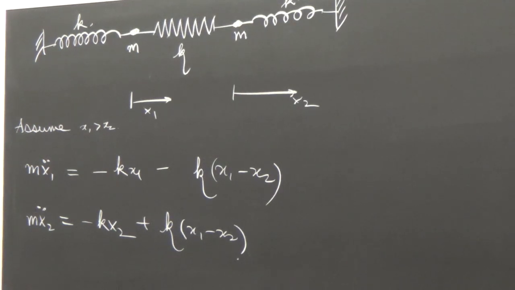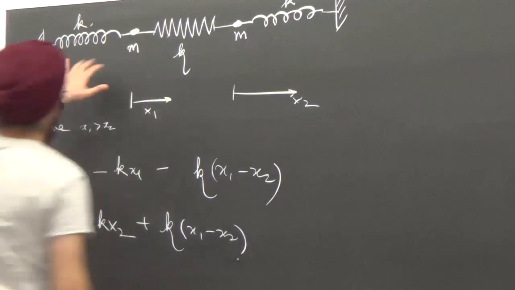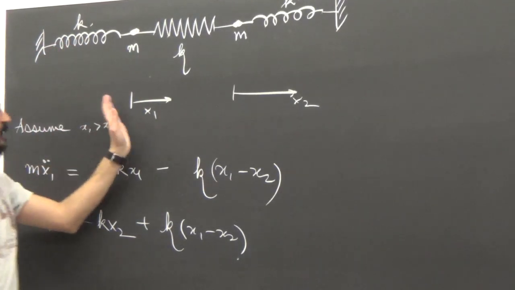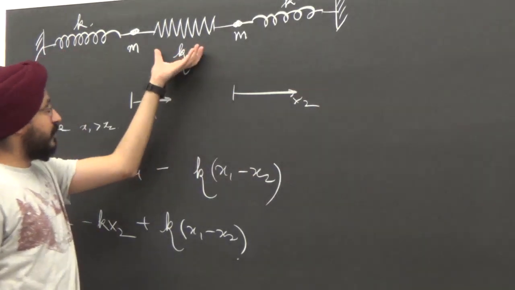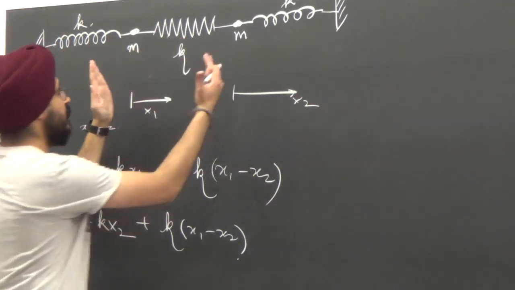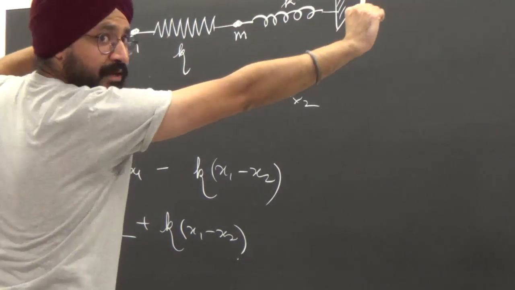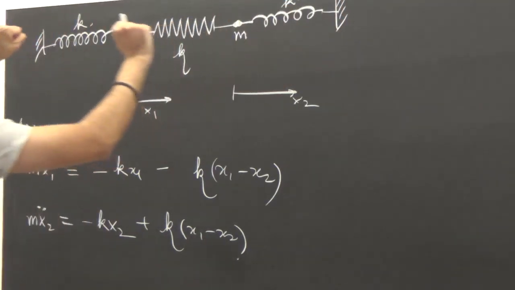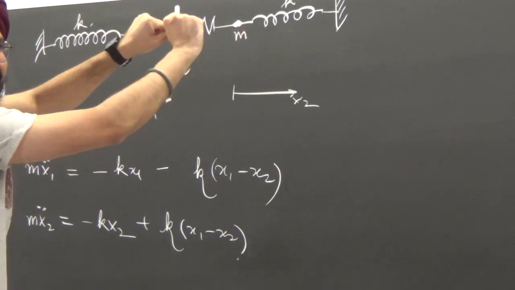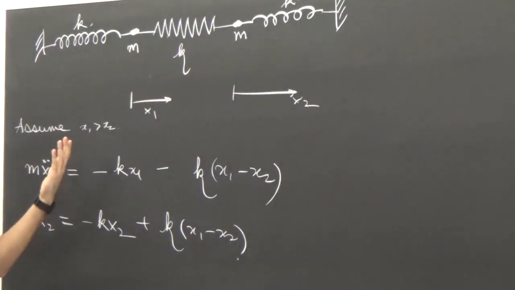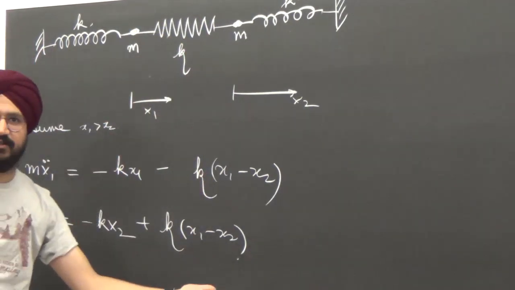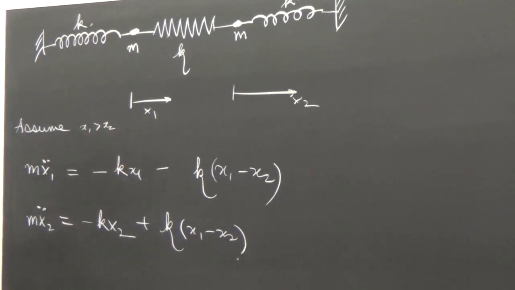Yes? Can you explain again why the middle one is compressed? Sure, and that's a good question. It's not obvious on the diagram. Depending on what x1 and x2 are, this could be compressed or elongated, right? This is the natural length of the second spring. If x2 is more than x1, it gets extended. If x1 is more than x2, it gets compressed. So I assumed something, because for the equations it gives me a handle to write them down. Thank you. Anything else? You all see it?